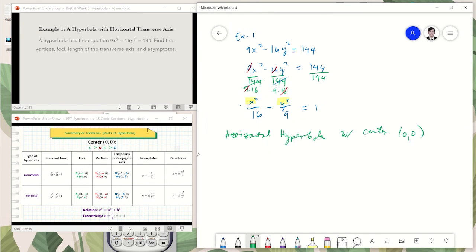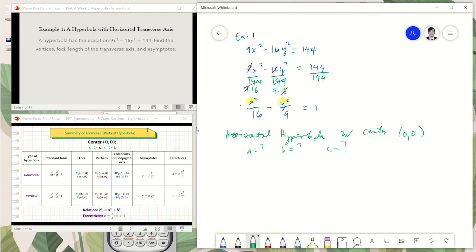So we can start with the focus based from the summary. It's either a positive or negative of the a, but the problem is we don't have the a yet. Okay, so that's our next concern. If you try to look in advance, for vertices we need the a, for our foci we need our c, and later part you will also realize that in asymptotes there's a b. So we have to figure out first what's the a, the b, and the c.